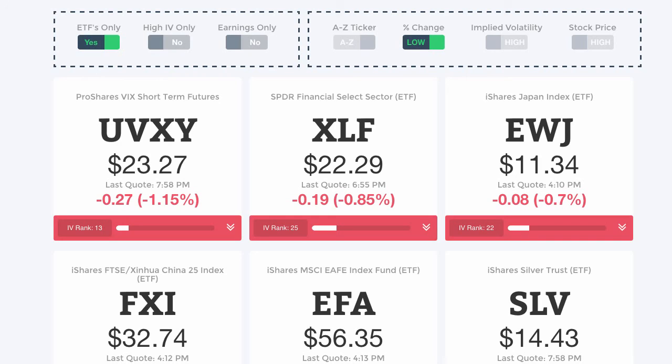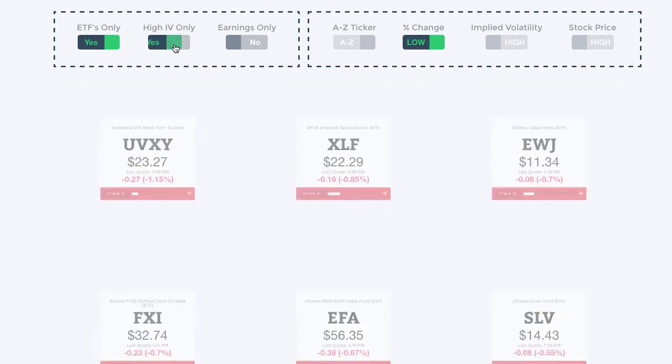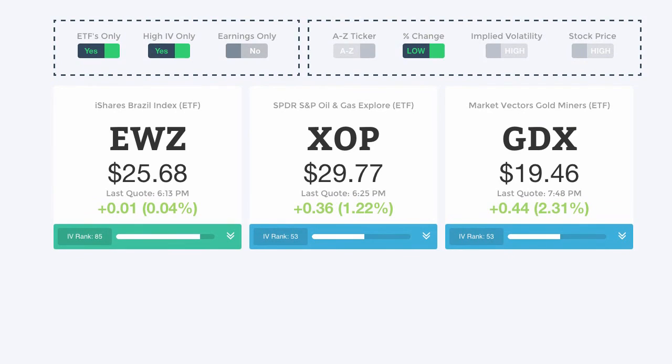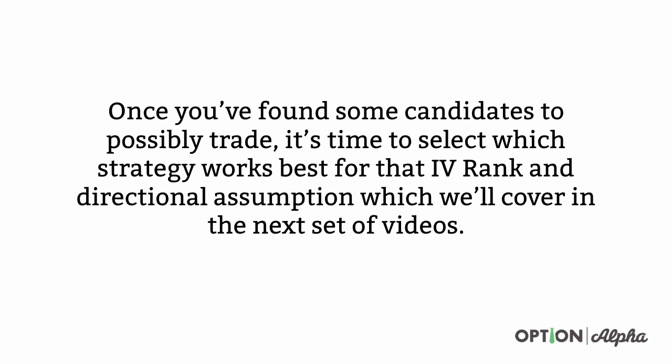And in our opinion, I think you should be trading a lot more short premium strategies because that's where the numbers are, that's where the math is, and that's why we can constantly give you these tools here at Option Alpha to quickly scan and filter for the trades and ETFs and stocks that fit best for your portfolio. So once you've found some candidates to possibly trade, it's time to select which strategy works best for that IV rank and the directional assumption, which we'll cover in the next set of videos.